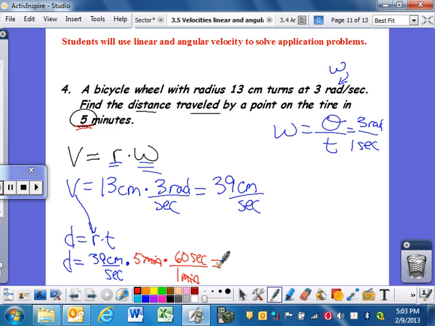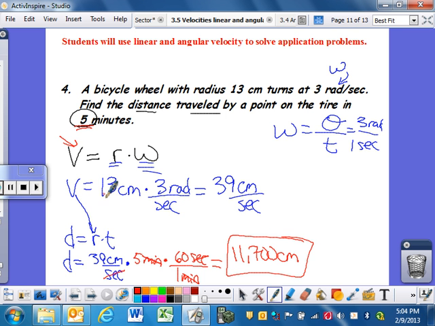You can't go 39 centimeters per second and just multiply by 5 minutes and actually get your distance. They have to be the same label. Okay? Because now my seconds can cross out. If I'm getting a distance, I need to only have a distance. So 39 times 5 times your 60 would end up being approximately 11,700 centimeters. Okay?